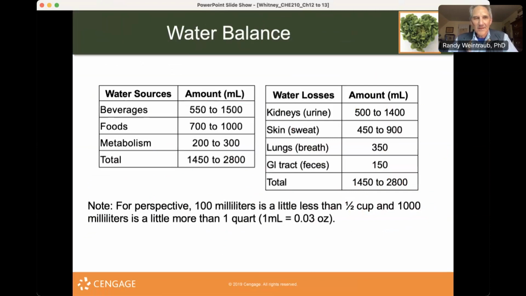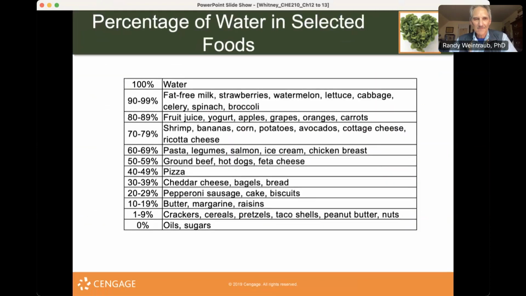Okay, so we need to maintain this water balance. Here's a rough calculation of input of water sources and water losses, and at the end of the day, we want to be somewhere around equilibrium. An example is a list of some foods with the percentage by mass that they're made up of water, from high amounts to practically nothing in things like crackers, oils, and sugars.